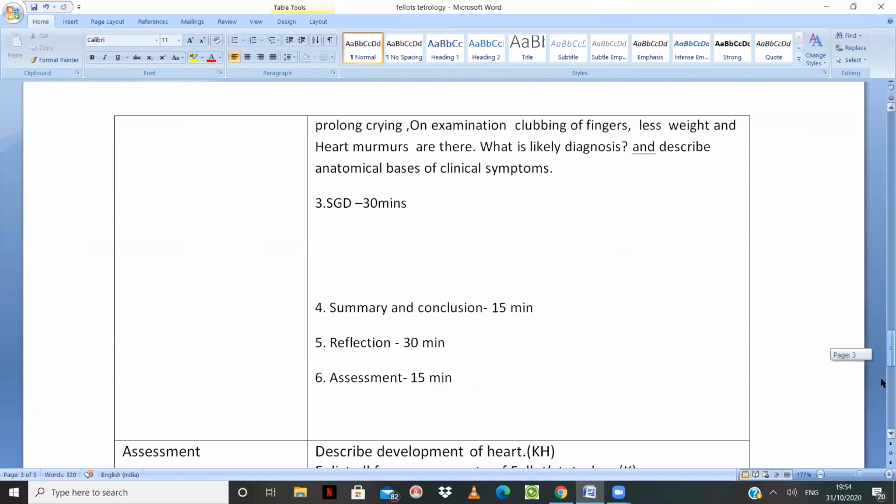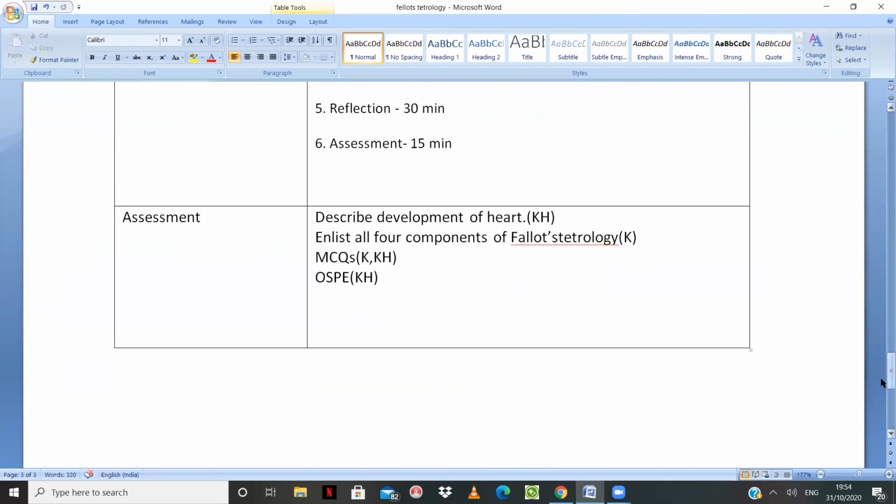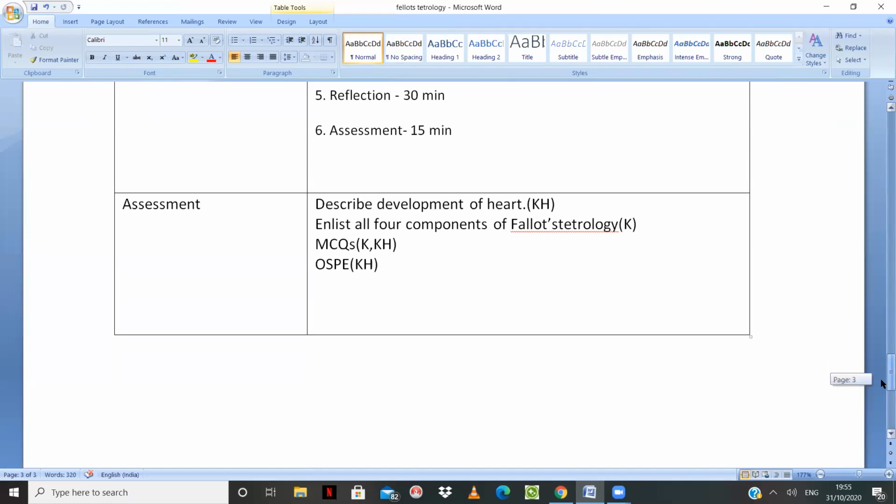For the assessment, we can ask questions like describe development of the heart, which is at the knows-how level. We can ask knows-level questions like enlist 4 components of Fallot's tetralogy. We can ask MCQs of knows and knows-how level. We can frame them, as well as OSPE or viva-voce, up to the knows-how level.